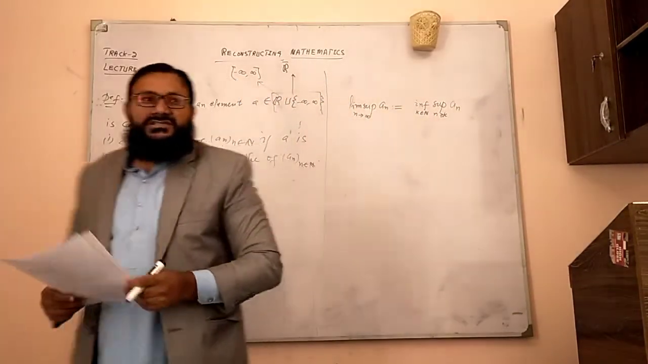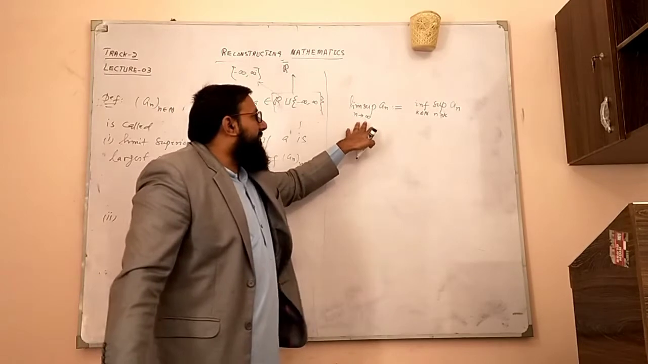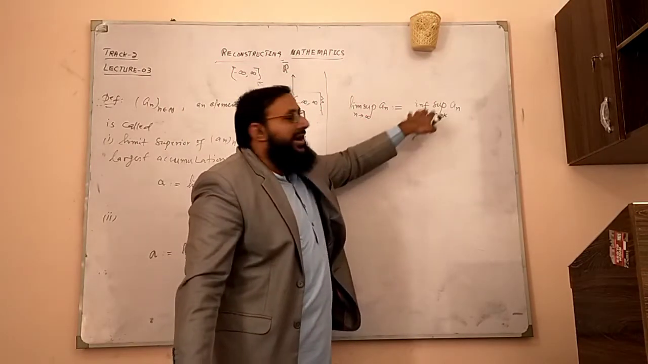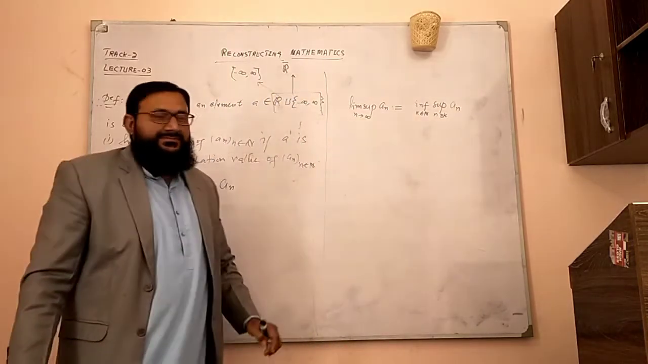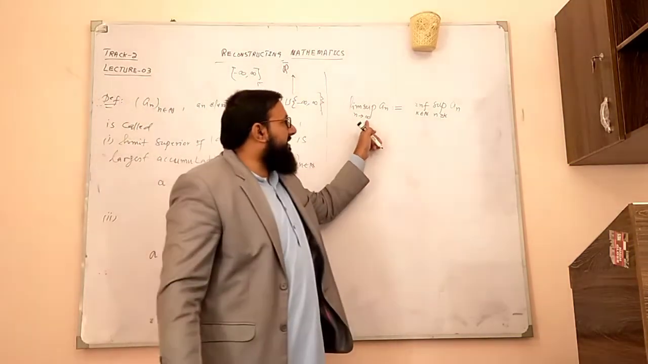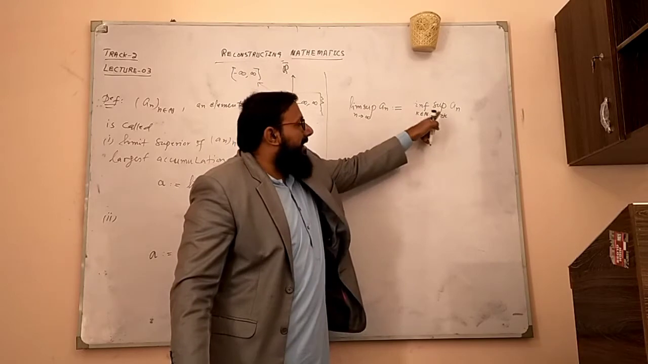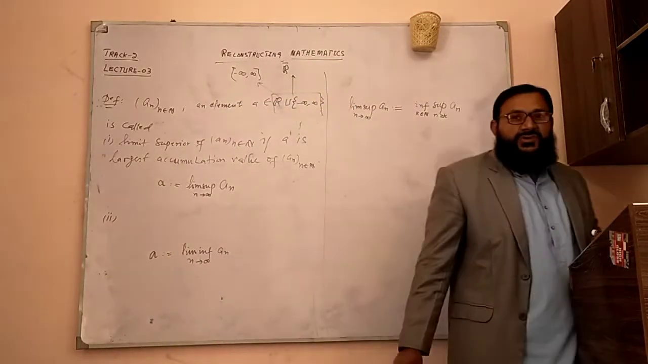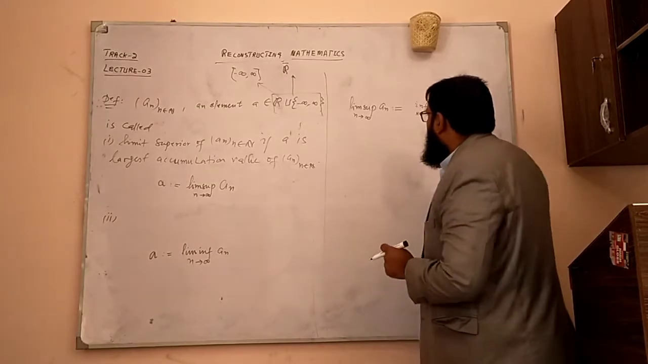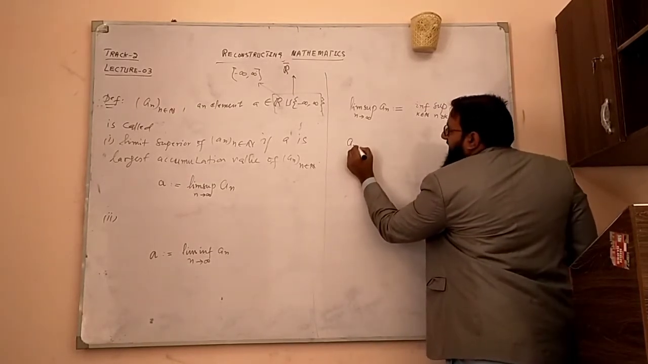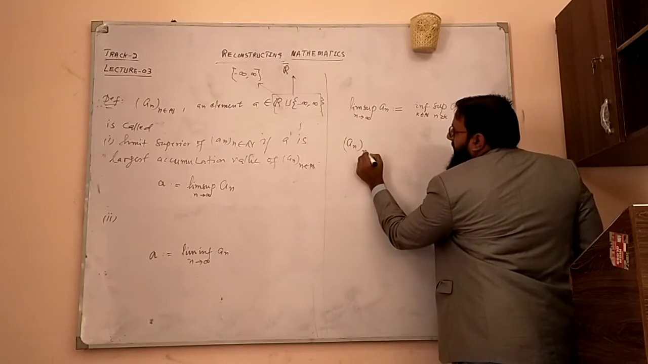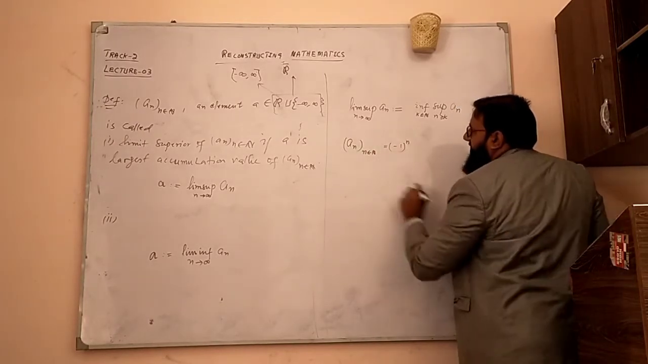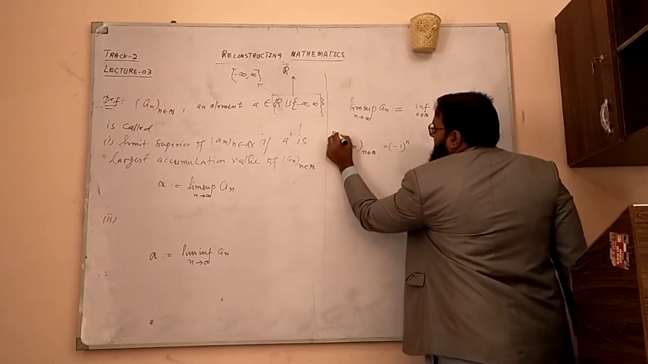So in other words, limit superior is the infimum of the supremums. This is one of the definitions. And let us discuss what we mean by this. For example, I take this sequence an, which is (-1)^n. And this is, let's say, an example.